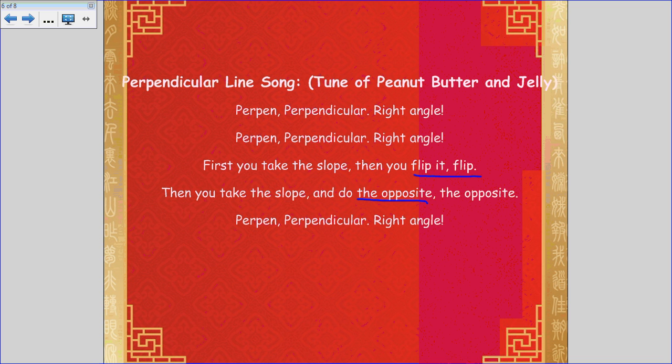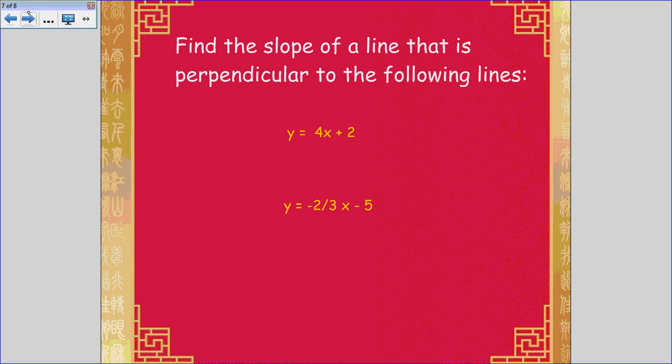Okay, so these steps right here are how you find a negative reciprocal. That's what we were just talking about. You need to take your slope and flip it. Then you take your slope and do the opposite.